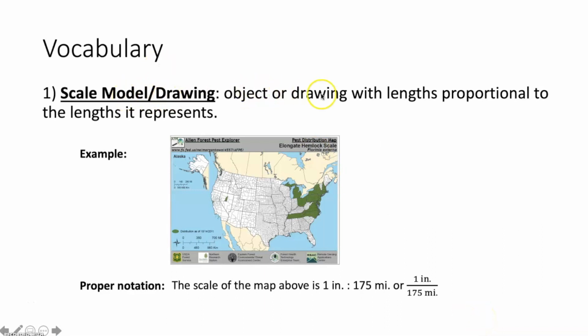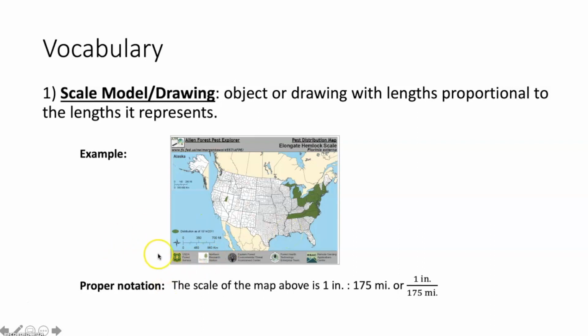First thing we're going to talk about is a scale model or drawing. That's an object or drawing with lengths proportional to the lengths it represents. The most common type of scale model would be a model airplane, a model train, a toy car. These things are not as big as the things they represent, but they are proportional. They're just shrunk down proportionally. The most common type of scale drawing would be a map. Again, not as big as the thing they represent, but they are proportional.